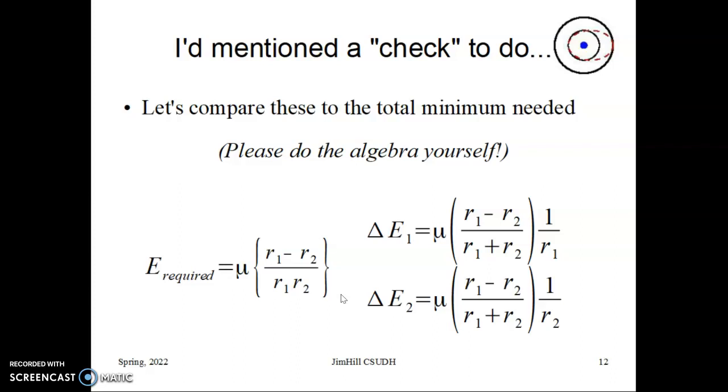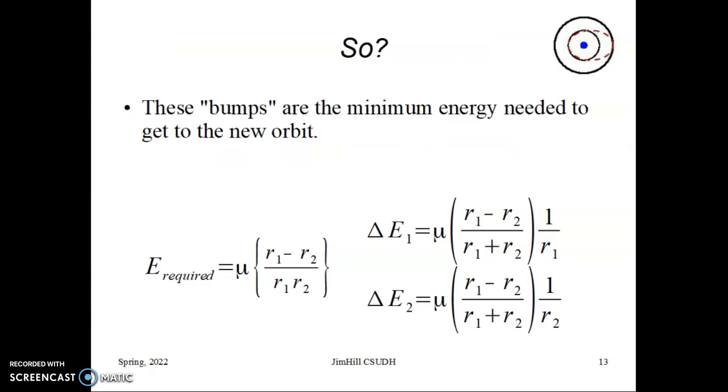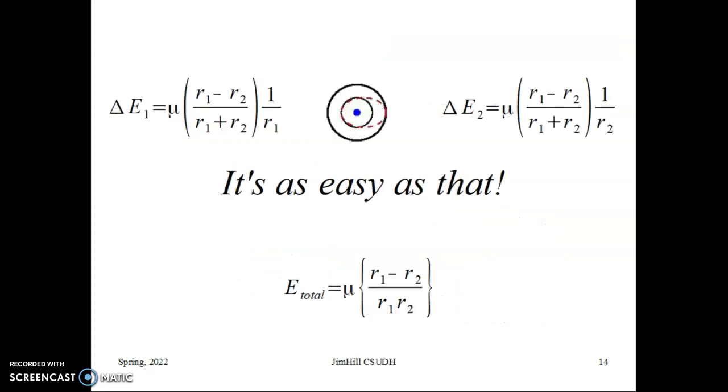I know this wasn't a very big example, but I wanted to make sure all those details were filled in. That is the right way to get a satellite from one orbit to another. That's all there is to it.